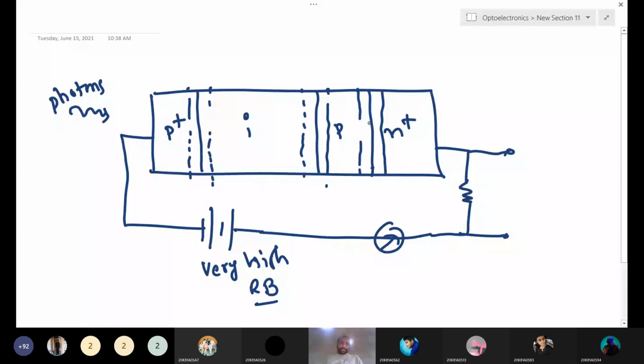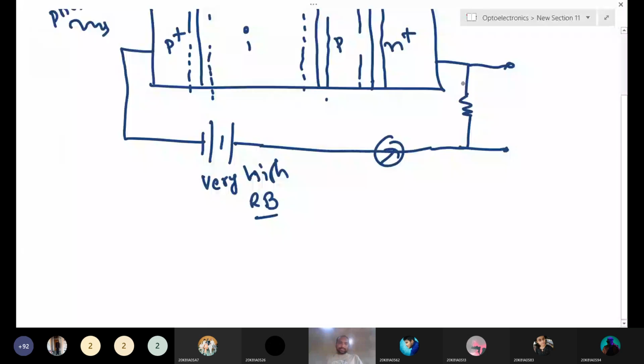So the characteristics you can also simply draw this way. This is a photodiode, a simple diagram. The first one is the dark characteristic, and the second one is the photo characteristic. In the case of photo, if you increase the intensity or the reverse bias, the current will shift towards the downside.